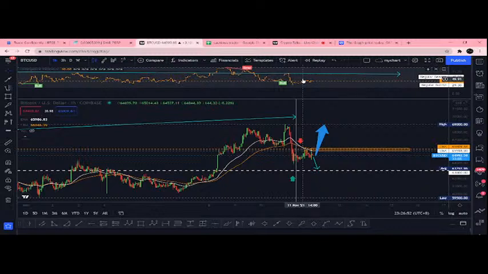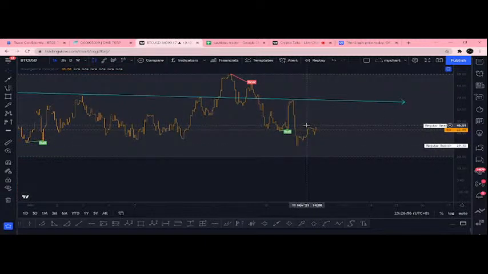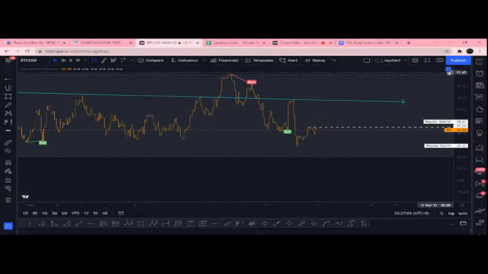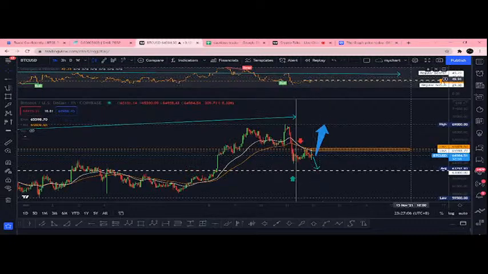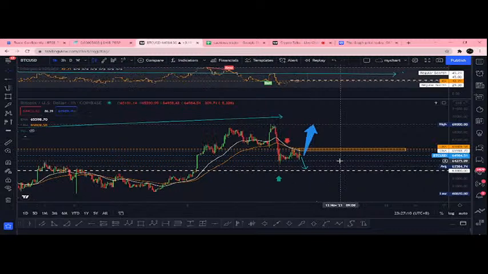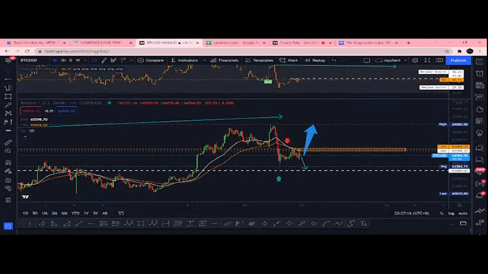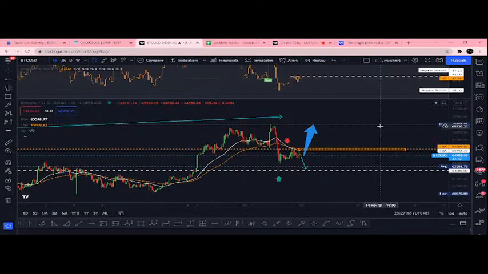Tsaka even dito, check mo, di ba? Nag-resist siya. Yan, dyan. So kailangan i-break out niya muna yung RSI na $45. Ay, $45. RSI na 45, di ba? So, yun lang masasabi ko.